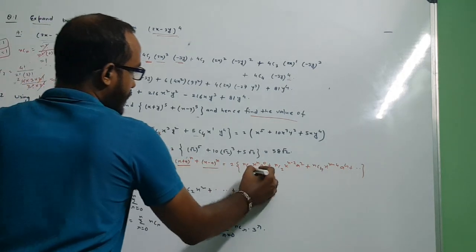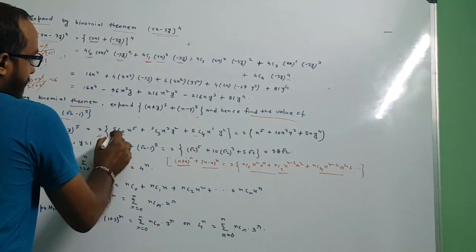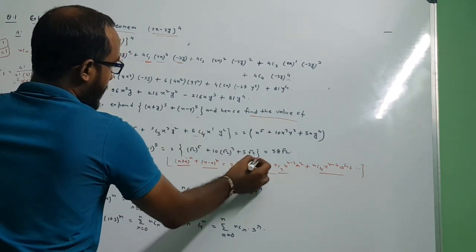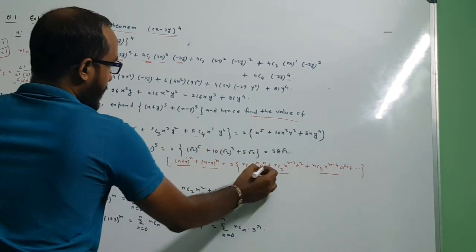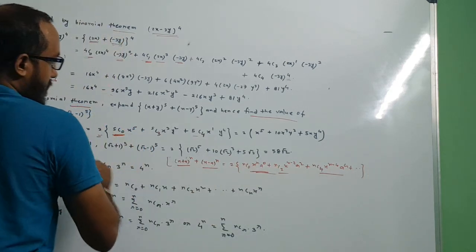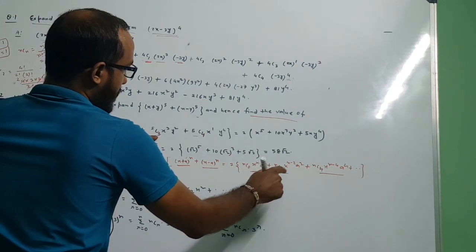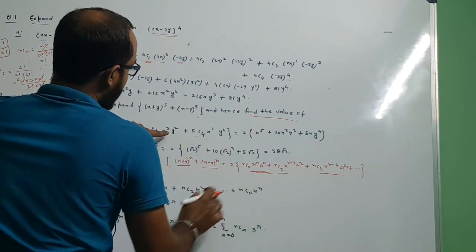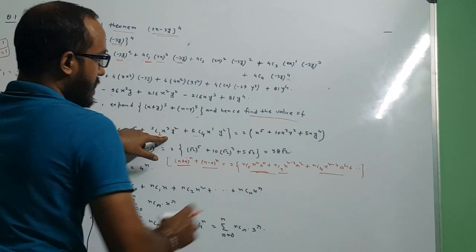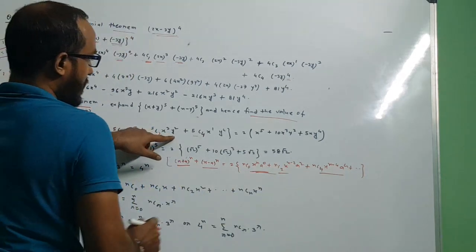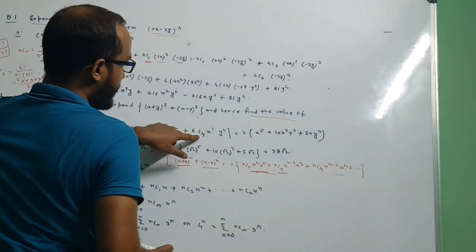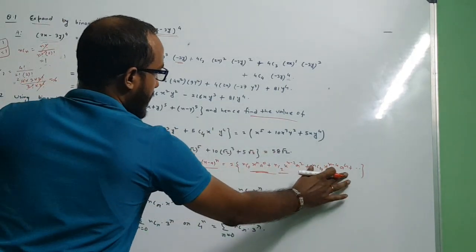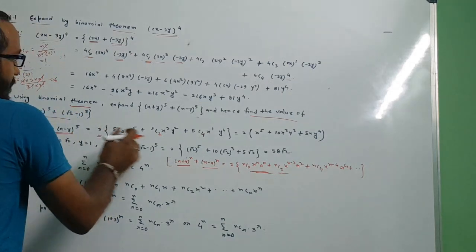In the addition term, we get the even terms. So nC0, that is 5C0 x to the power n. What is x to the power n? That is x to the power 5. Then a to the power 0, y to the power 0 is 1. Next term would be nC2, this would be x to the power n minus 2, 5 minus 2 is 3, then a square, that is y square. Next term would be nC4, that is 5C4 x to the power n minus 4, so 5 minus 4 is 1, and next a to the power 4, that is y to the power 4.